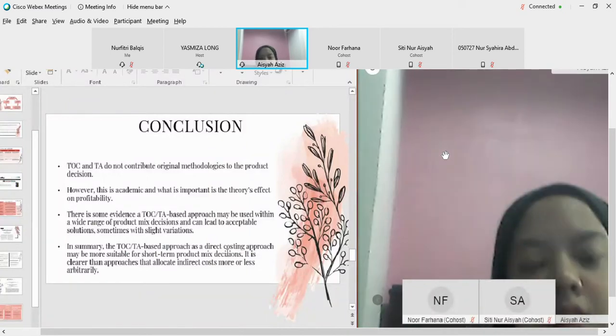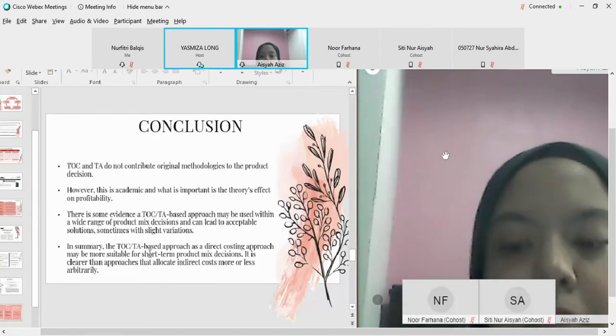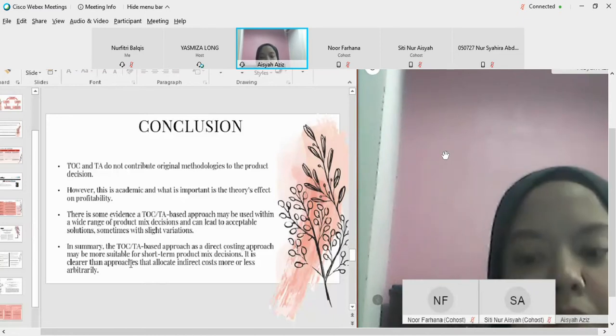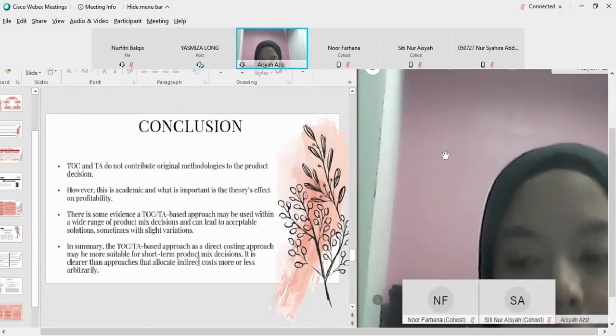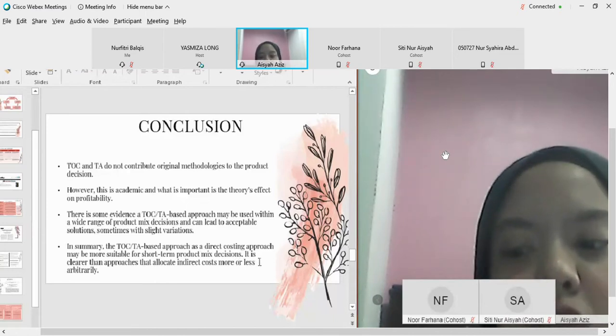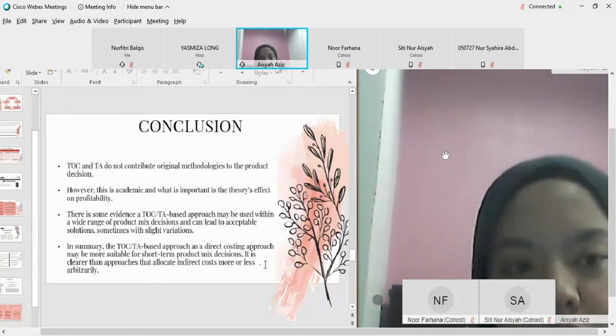In summary, the theory of constraint or throughput accounting based approach, as a direct costing approach, may be more suitable for short-term product mix decisions. It is clear that approaches that allocate indirect costs do so more or less arbitrarily.